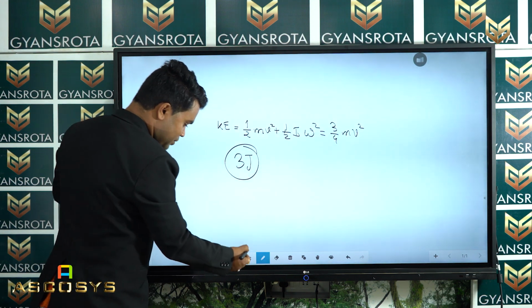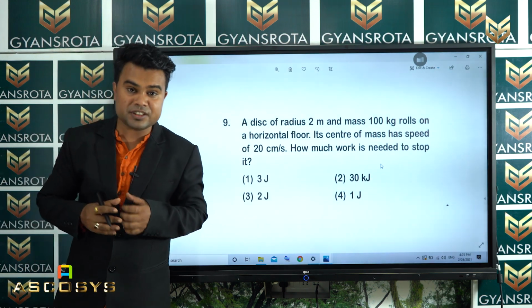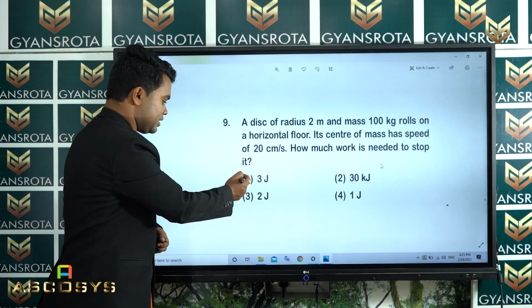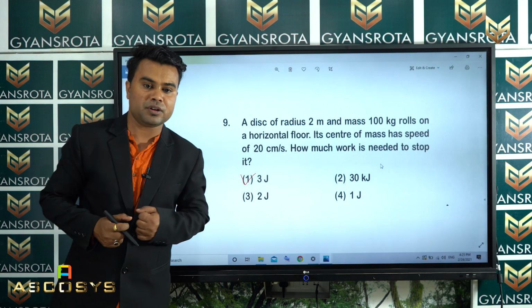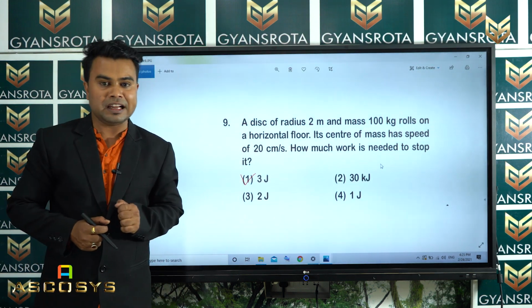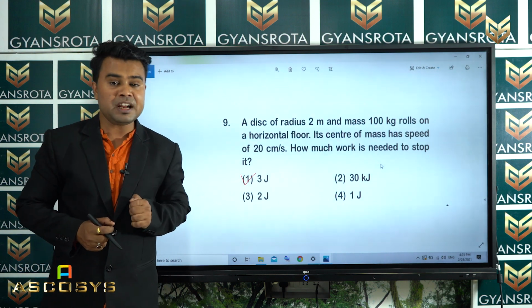Please check the option. So your initial kinetic energy will come out to be 3 joule. So 3 joule will be your answer. You just put it into the formula and try it by yourself. I will give you the applications and you have to apply by yourself. Let us see the next question, that is question number 10.